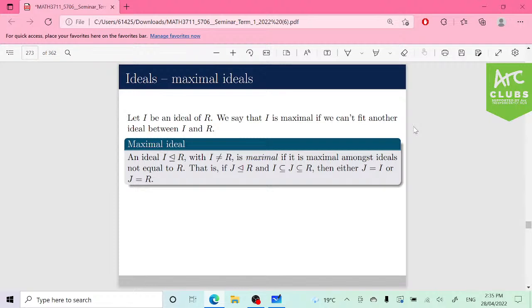And the formal definition here is as follows. We call an ideal I a maximal ideal if it is maximal among ideals not equal to R. In other words, if you take another ideal J, and J includes I, but J is not the entire ring, then it must be the case that J is equal to I or J equals R, right? There is no other way to get an ideal J between I and R.